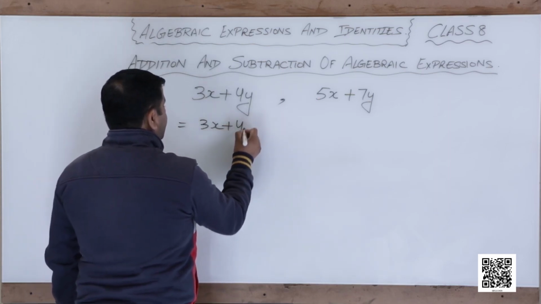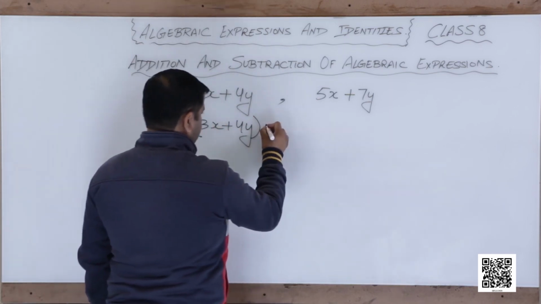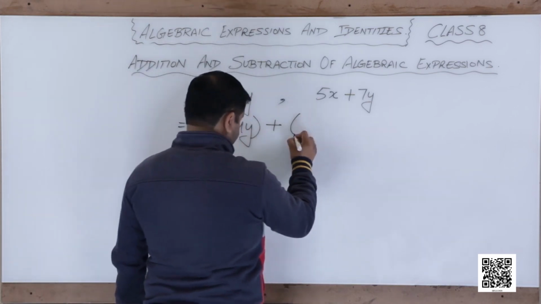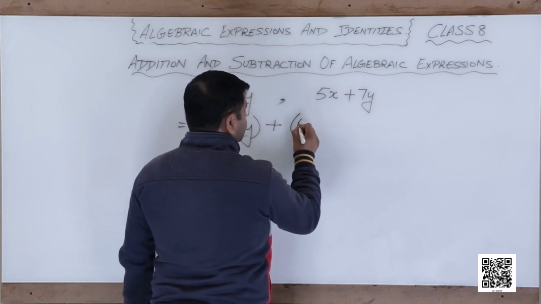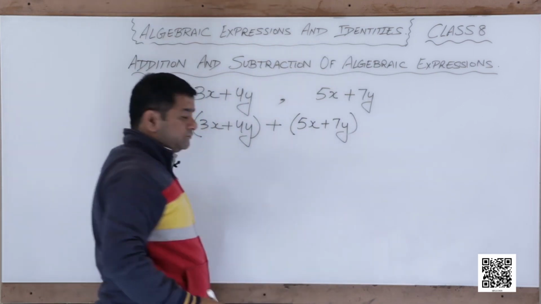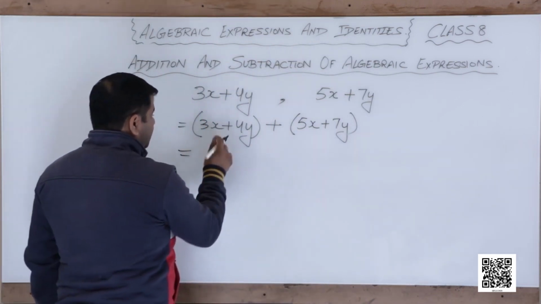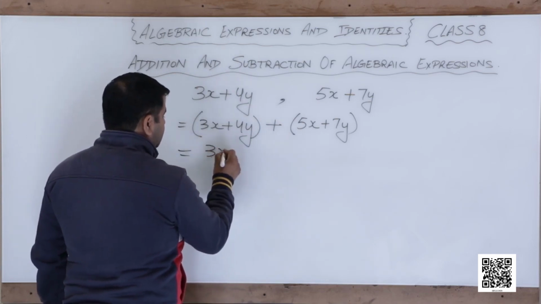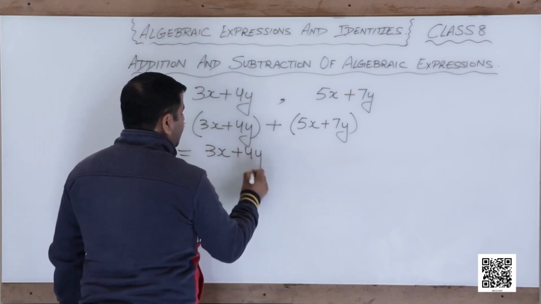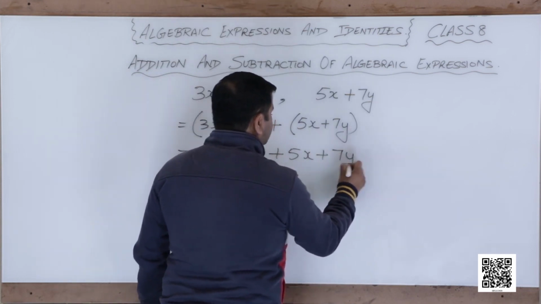3x plus 4y, that is the first expression, plus the second expression, that is 5x plus 7y. Now students, we have to add them. So let's open these brackets. So this is 3x plus 4y plus 5x plus 7y.